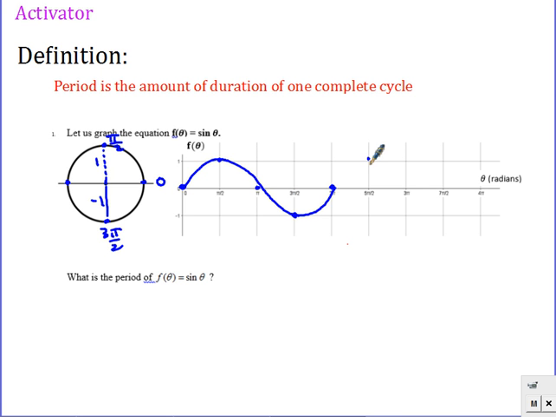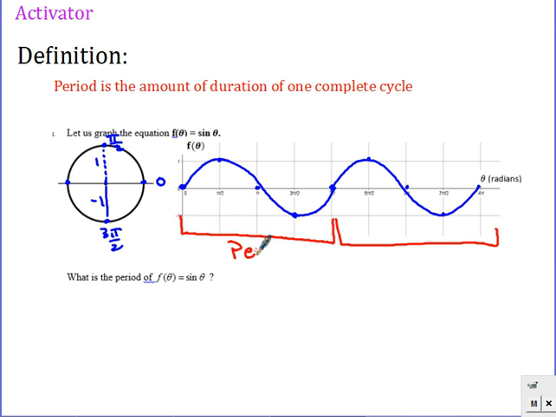And I feel like some of you may have even known this before we graphed it. So one full cycle of sine would be from here to here, and then it starts again, right? So then there's another sine period. So we call this the period. And the period of sine is 2 pi. Now, we could also say it's 360 if we were talking about degrees.